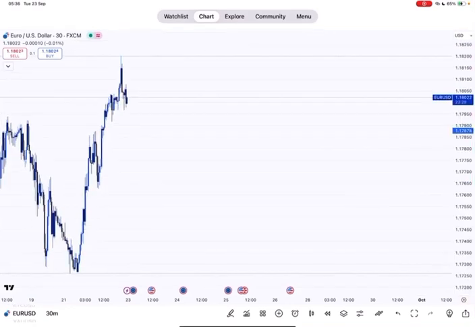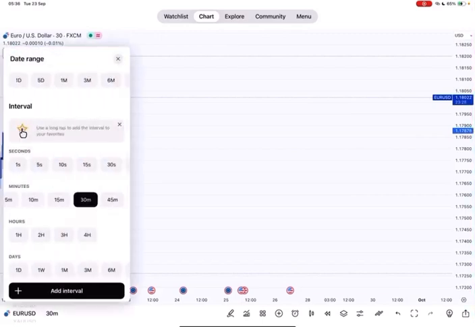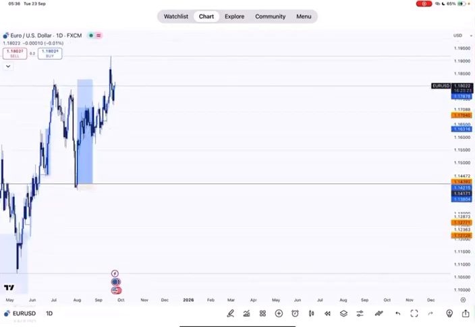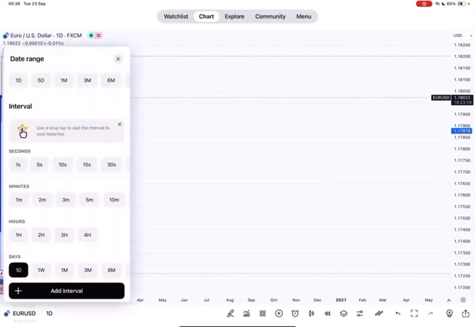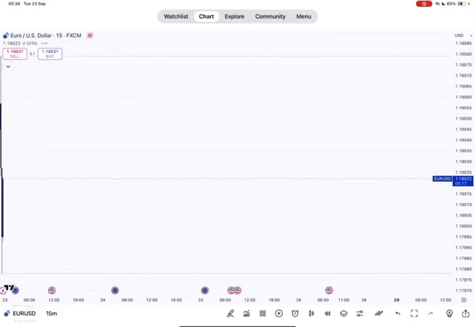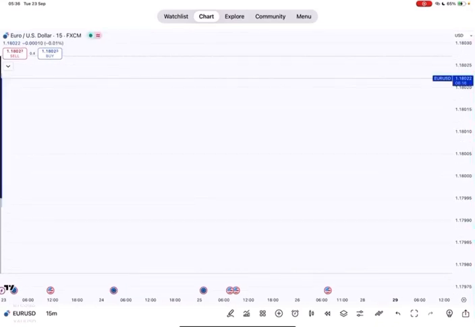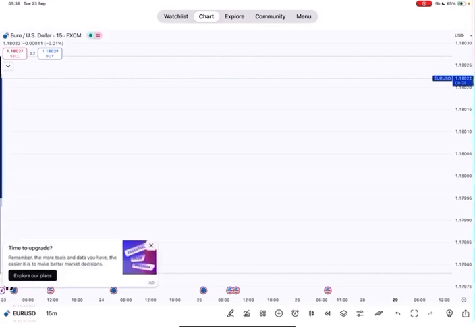So this Euro USD, day time frame. Now firstly, let me just reduce it. Firstly, what you have to do, you have to go to a time frame that practically shows you everything that's happening in that particular pair. I didn't actually specify a time frame. I said go into a time frame that is showing you everything that's happening in that particular pair.